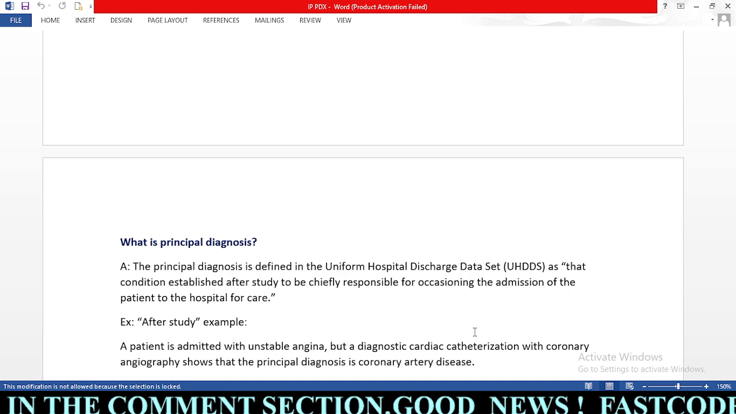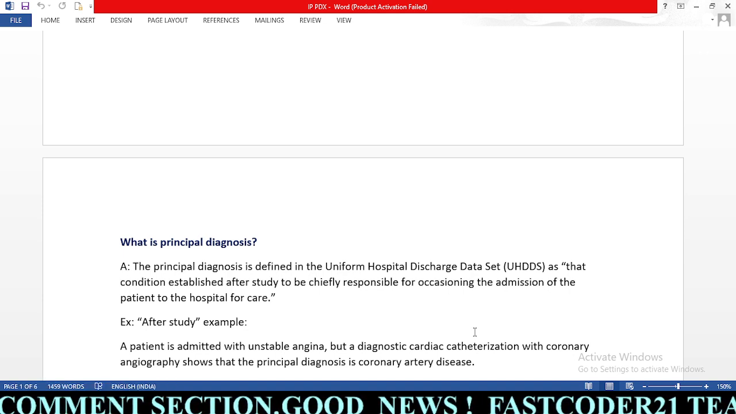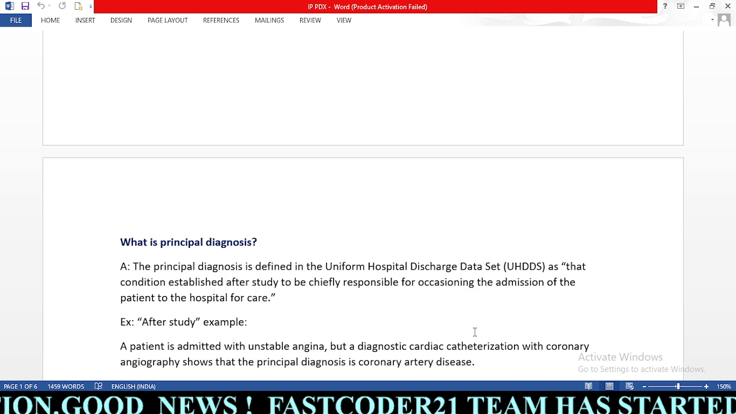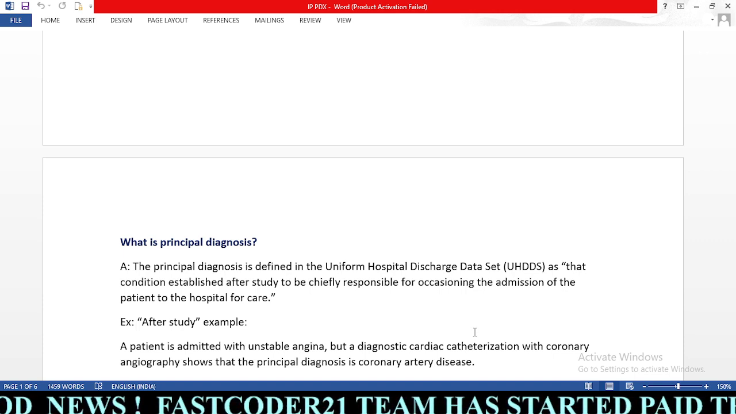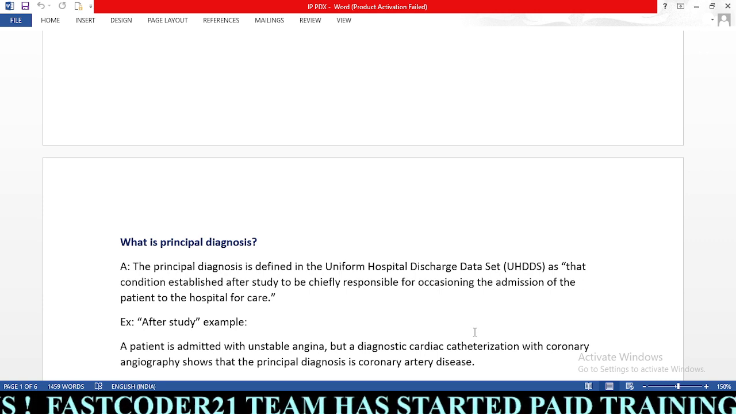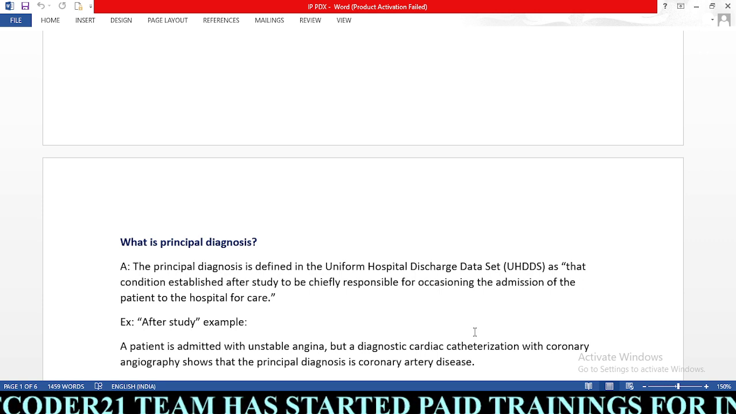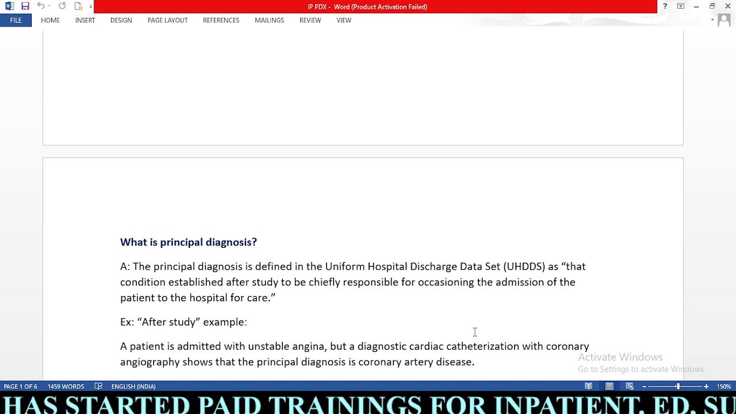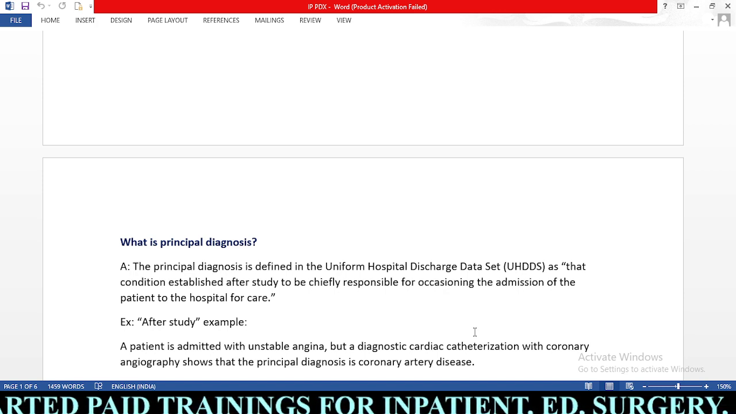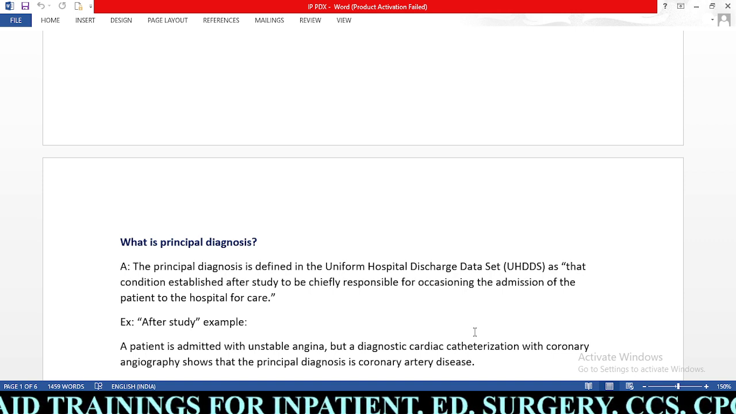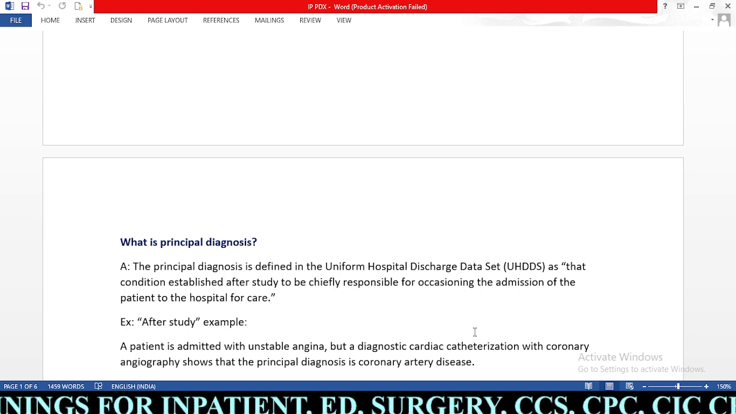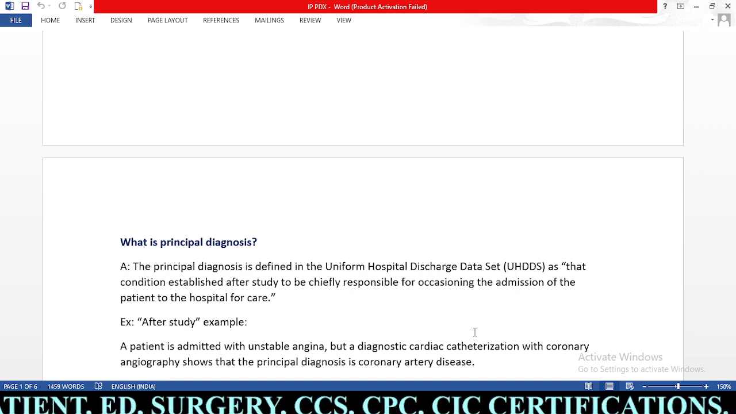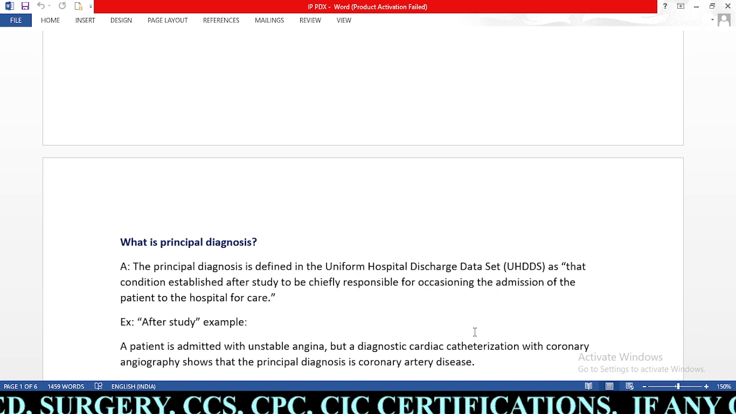First, we will learn what is principal diagnosis. So the principal diagnosis is defined in the Uniform Hospital Discharge Data Set. Usually we will call it as UHDDS, as that condition established after study to be chiefly responsible for occasioning the admission of the patient to the hospital for care. So basically in this definition we need to identify the keyword after study. So the condition established after study. So after admission of the patient to the hospital, physician will perform the studies and after the study, physician will decide what is the main reason for the admission. That will become the PDX or principal diagnosis.